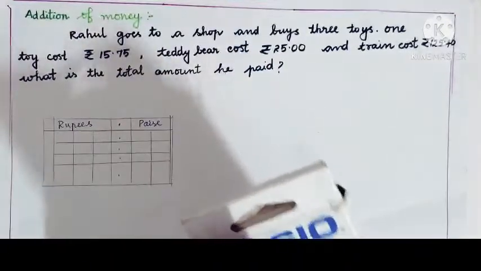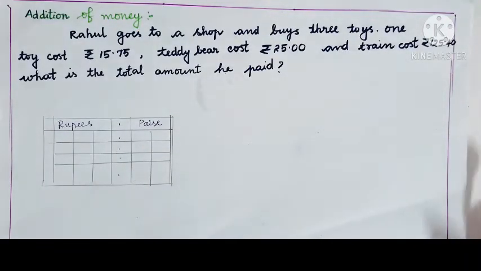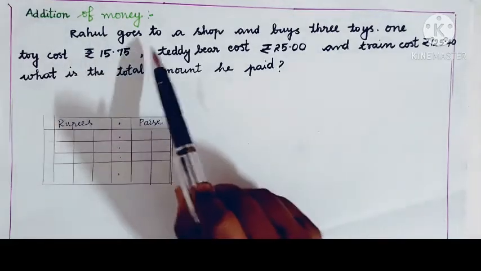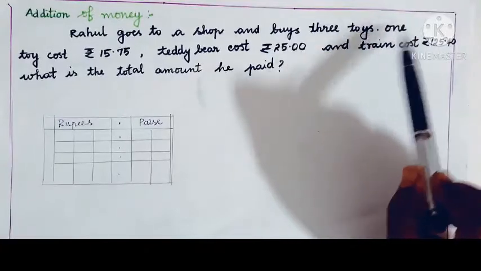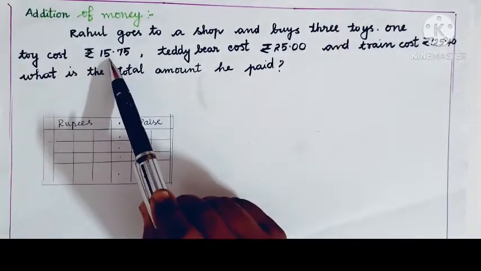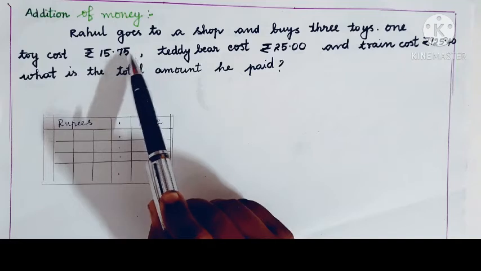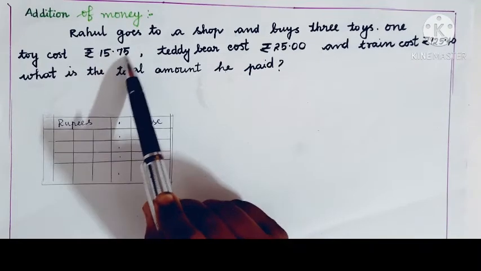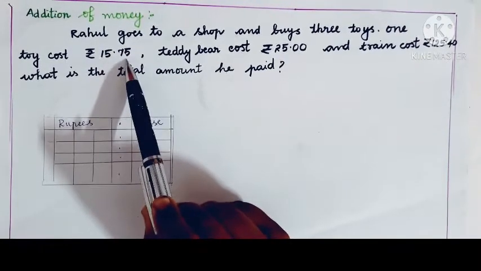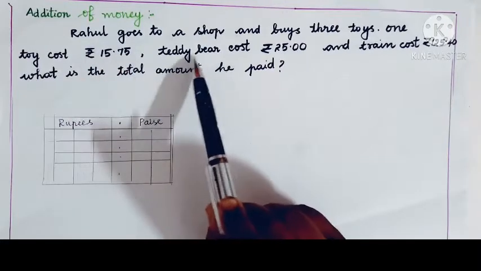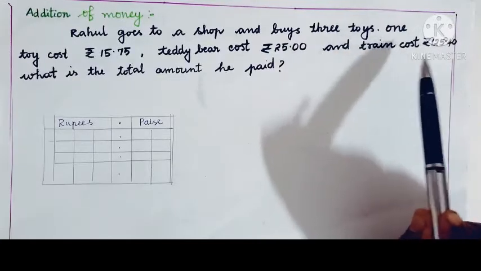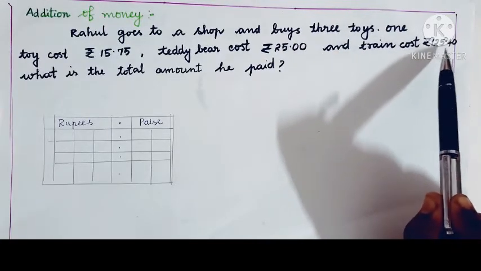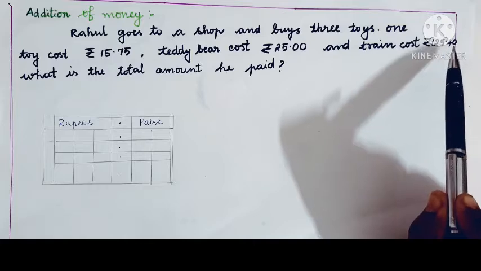So now we are going to see addition of money. Can you read this? Rahul goes to a shop and buys 3 toys. One toy costs rupees 15 and 75 pies. So a dot is given. After that, the number written is pies. Teddy bear costs rupees 25. And the train costs rupees 125 and 40 pies.